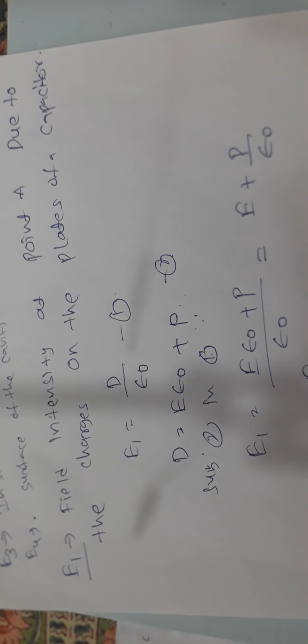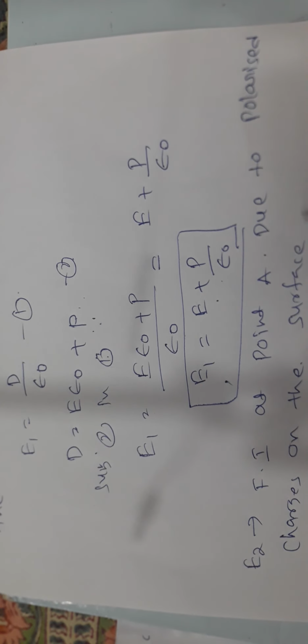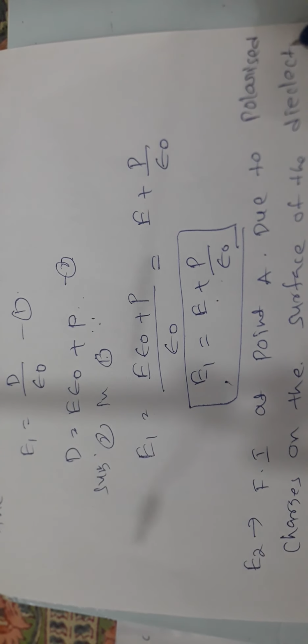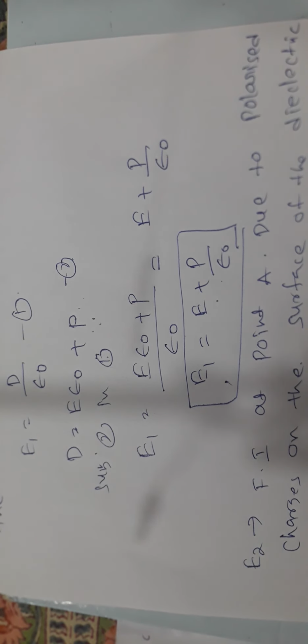E2 is the field intensity at point A due to polarized charges on the surface of the dielectric material. Now here this plate is the positive charge.